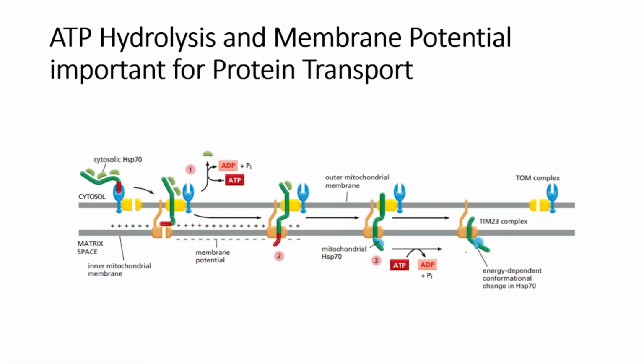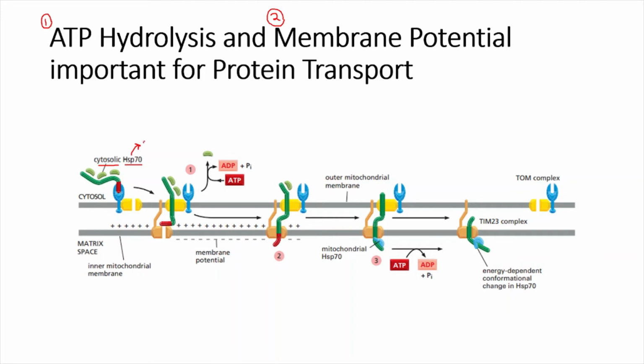So there are certain other factors which help in mitochondrial protein transport. Number one factor is ATP hydrolysis, and number two is membrane potential. These two are very important for the proper translocation of protein within the mitochondria. Now, first we know that any protein which is destined for any compartment of the mitochondria remains associated with cytosolic HSP70. What is HSP70?